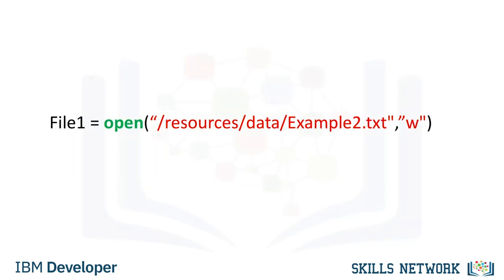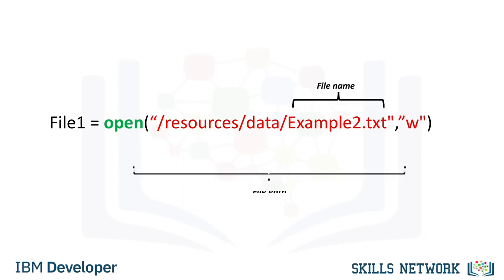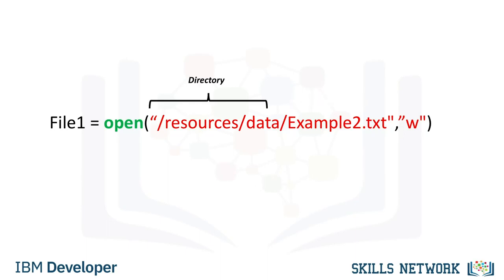We can create the file example2.txt as follows. We use the open function. The first argument is the file path. This is made up of the file name. If you have that file in your directory, it will be overwritten. We set the mode parameter to w for writing. Finally, we have the file object.